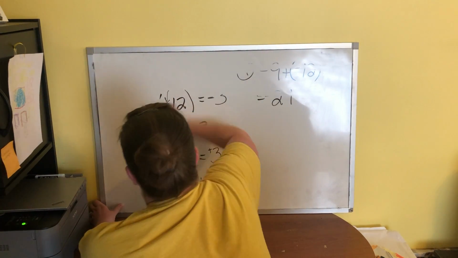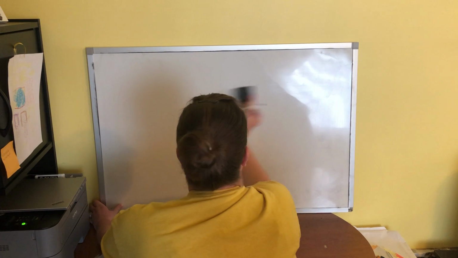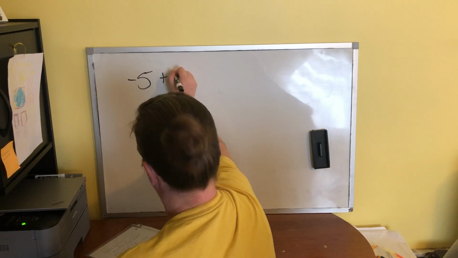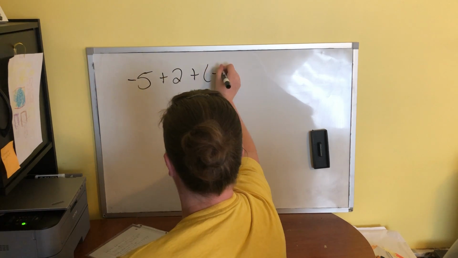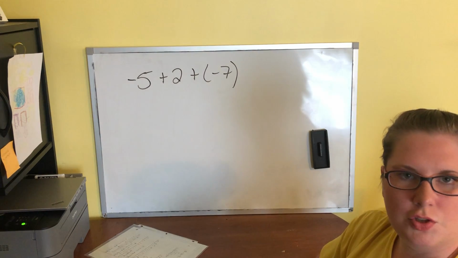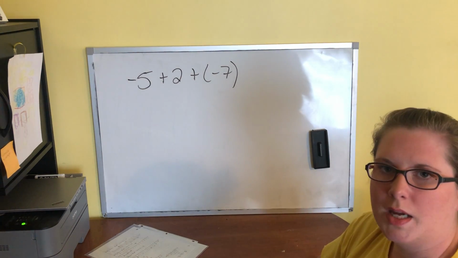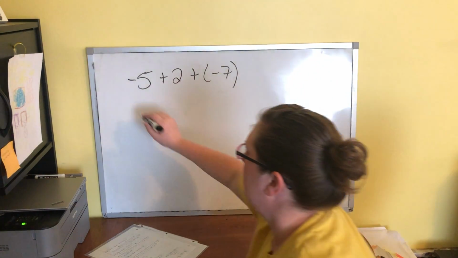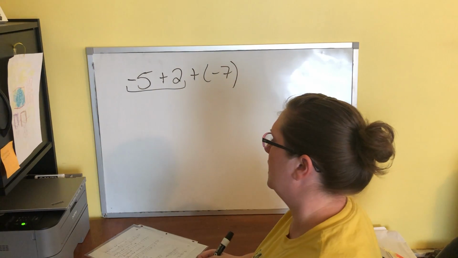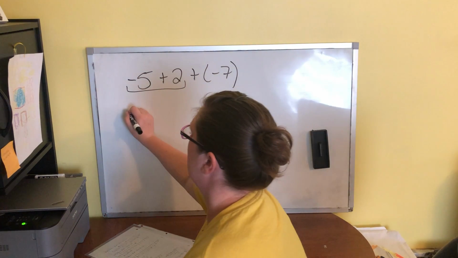All right, couple more, and believe it or not, we're already through this section. So let's look at -5 plus 2 plus -7. So a little bit to do here, right? Start from left to right, work your way slowly. So let's do -5 plus 2.